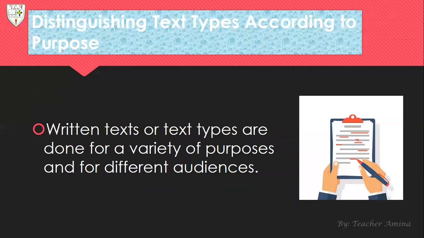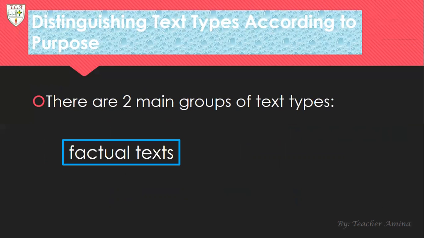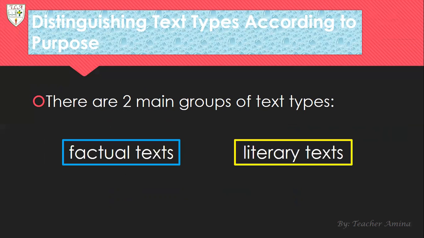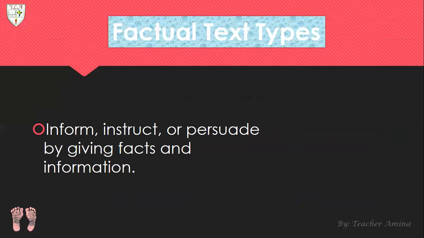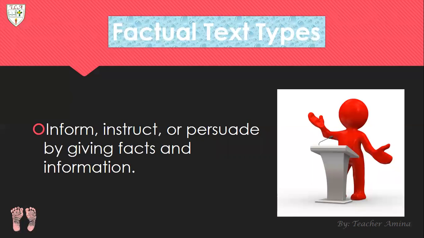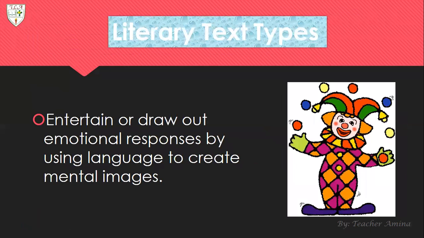Our next lesson is about distinguishing text types according to purpose. So written text or text types are done for a variety of purposes and for different audiences. There are two main groups of text types. We have factual text or literary text. So factual text types inform, instruct, or persuade by giving facts and information. On the other hand, literary text types entertain or draw out emotional responses by using language to create mental images.